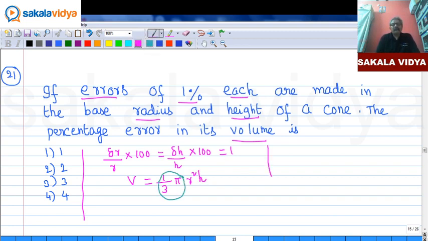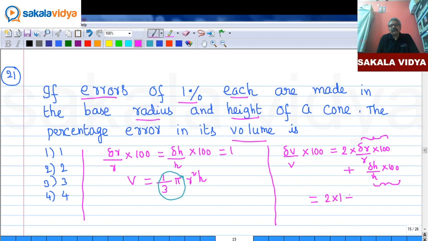So now the percentage error in the volume, delta V by V into 100, is equal to, what is the dimension of R? 2. So 2 times its percentage error in the radius, plus, multiplication means you need to write plus, next H dimension is 1, that we can write delta H by H into 100. Here, very interesting, delta R by R into 100 and delta H by H into 100 are equal to 1%, given. 2 into 1 plus 1, 2 plus 1 is equal to 3%. So that means the third option is the right option.